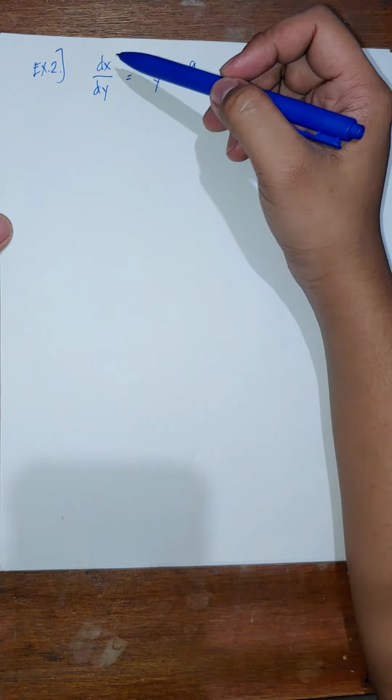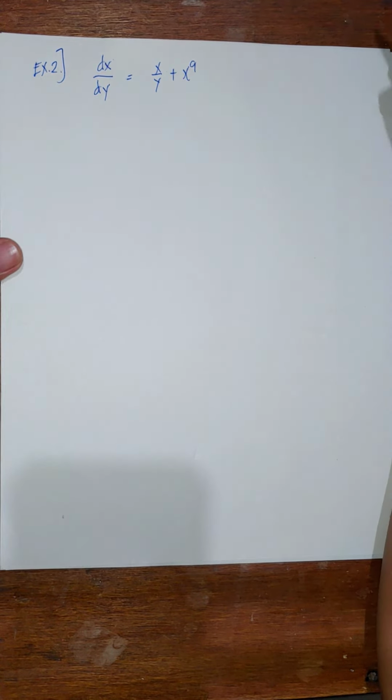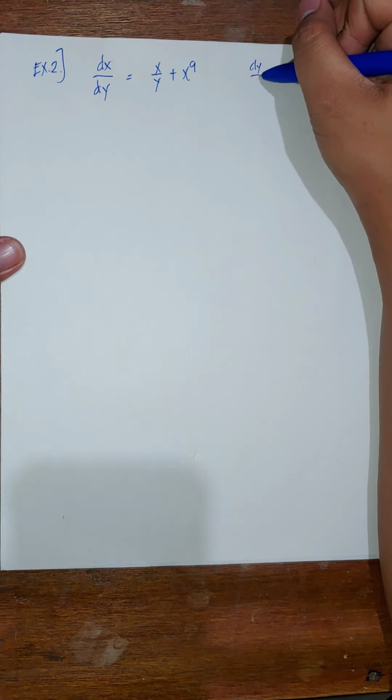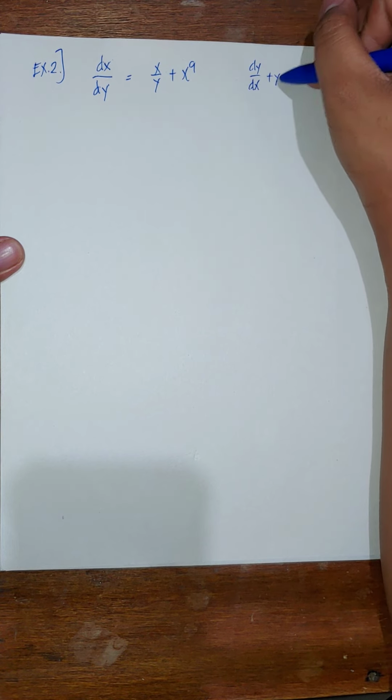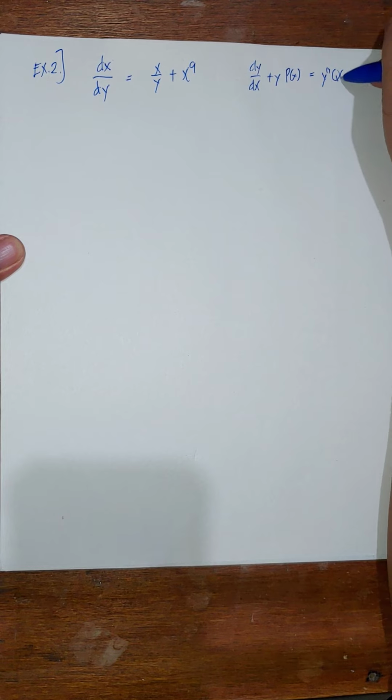For our sample problem 2, we have dx over dy is equal to x over y plus x to the 9th power. Okay, so this is a Bernoulli. What you will notice is that the form is dx over dy, not dy over dx. So if it were dy over dx, we have dy over dx plus y p of x is equal to y to the n q of x.